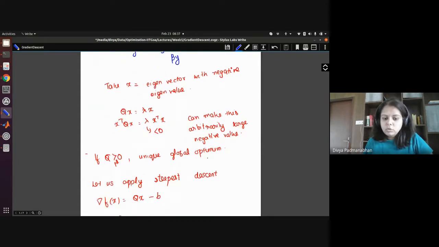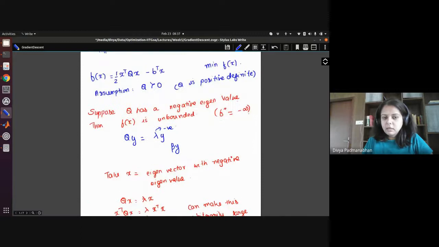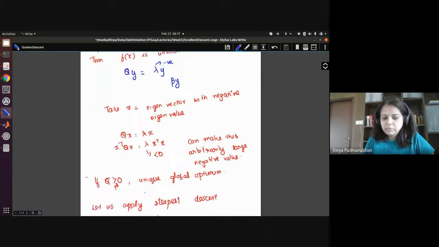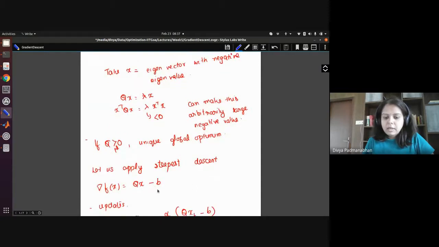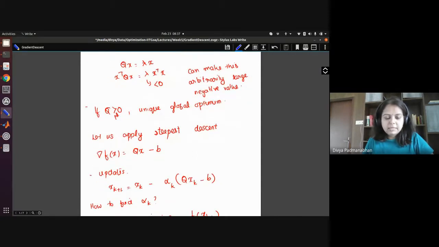Okay, so now let's apply steepest descent to this problem. Recall that what we needed first was the gradient. For this function, the gradient, we have done this earlier, is just Qx minus b. So the update is going to be of this form: x_{k+1} is x_k minus alpha_k times (Qx_k minus b).